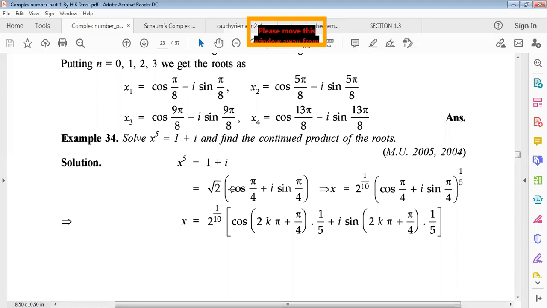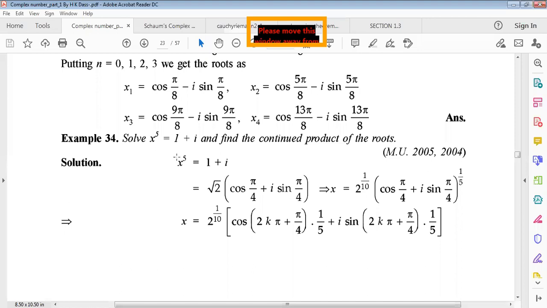Cos π/4 means cos 45 degrees, which is 1 by root 2. Sin 45 degrees is also 1 by root 2. That means 2 divided by root 2, the root 2 cancels. So 1 plus i can be written as this. Now x equals what will be? Root 2 means 2 to the power half.